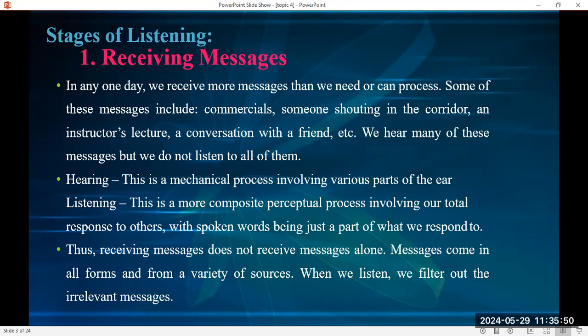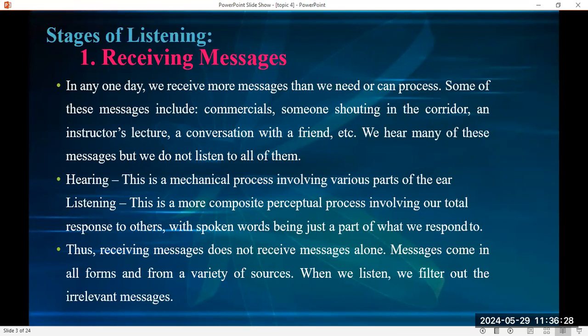Now, messages can come from commercials, that is adverts. You can hear someone shouting along the corridor. You can get the lecturer's conversation with a friend, so on and so forth. So we hear many of these messages, but we don't listen to all of them. Listening and hearing are totally different things. You can hear something. That does not mean you are listening.